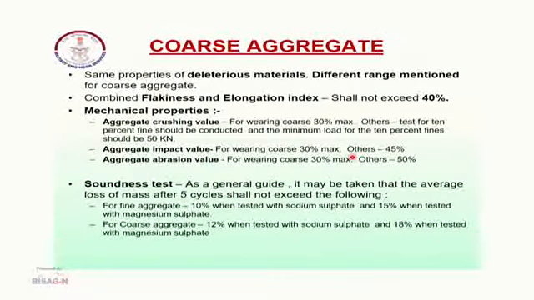Coarse aggregate, deleterious materials same, only the range is changed with respect to fine aggregate. Flakiness and elongation index: this new code of 2014 version says combined flakiness index should not be more than 40%. Then mechanical properties limits are also there. For wearing course there is a different limit, and for other works there is a different limit. Soundness test: the code also says what we have to see for fine aggregate, and for coarse aggregate there are different limits.